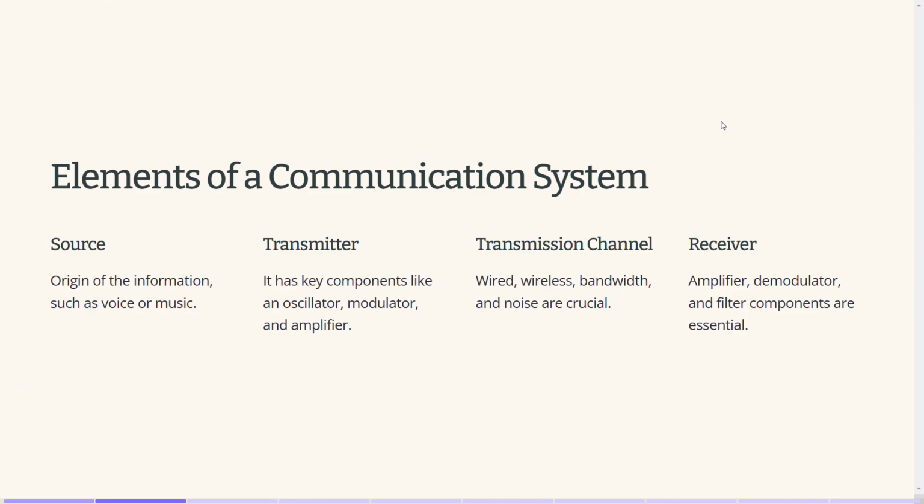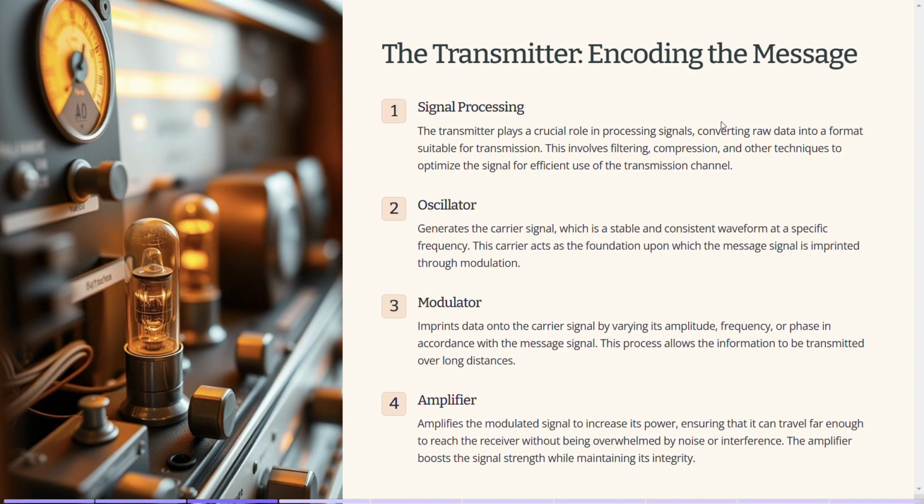First of all, source. Source is the origin of the information, such as voice or music. Next, transmitter, transmission channel, and at last the receiver. So let's move to transmitter. The transmitter plays a crucial role in processing signals, converting raw data into a format which is suitable for transmission. And next, oscillator.